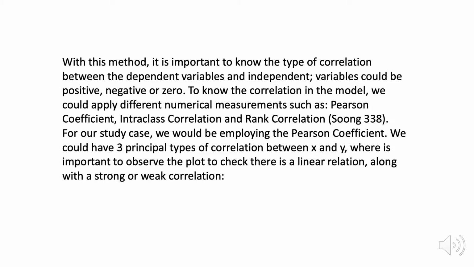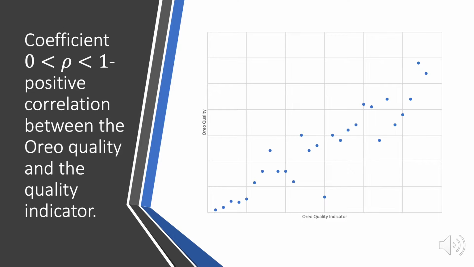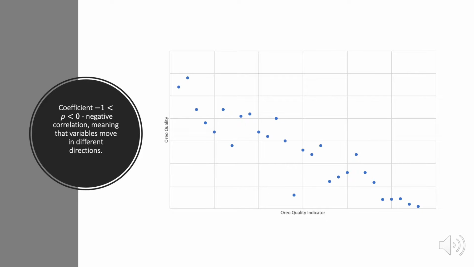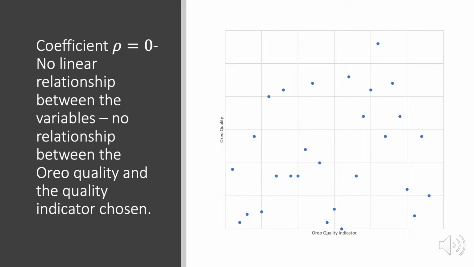We could have three principal types of correlation between x and y, where it is important to observe the plot to check if there is a linear relation, along with a strong or weak correlation. Given this coefficient, we can tell there's a positive correlation between the Oreo quality and the quality indicator. Given this coefficient, we can tell there's a negative correlation, meaning that the variables move in different directions. Given this coefficient, there is no relationship between the variables whatsoever.